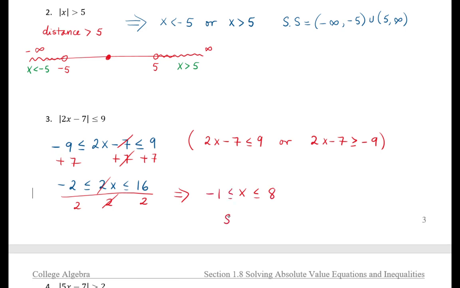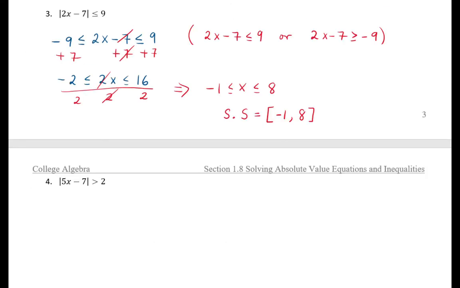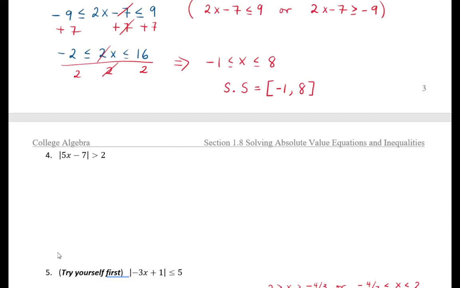So the solution set, as you see in this case, is going to be the closed interval with a bracket -1 comma 8. So that's the solution set. So I hope this problem is clear. Now let's take a look at this problem, and of course we have a try problem next.